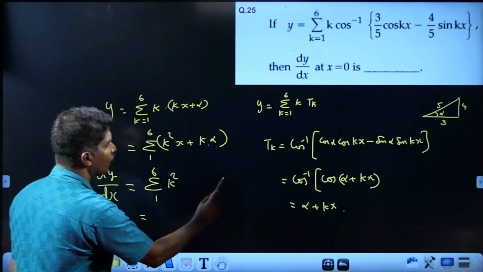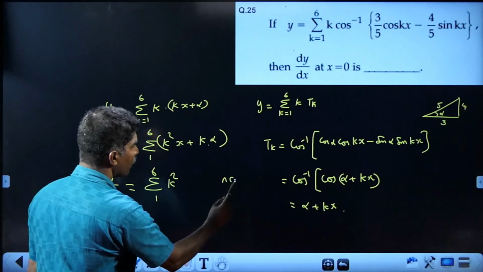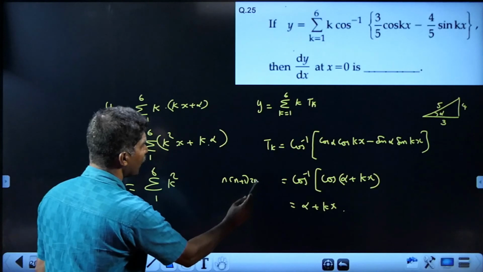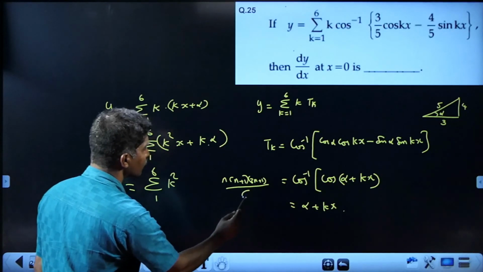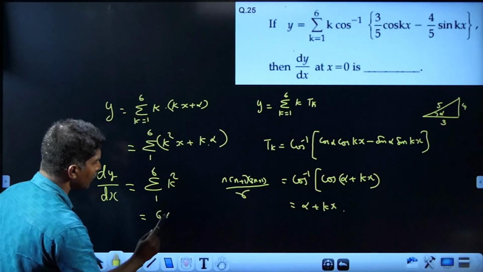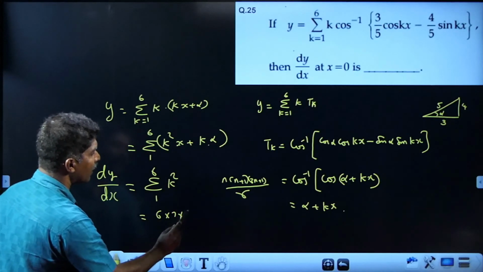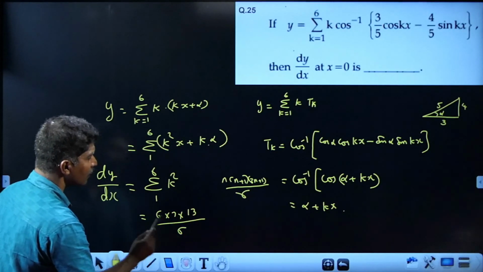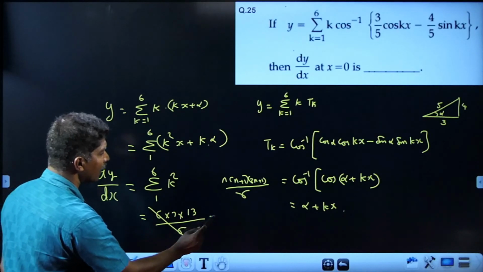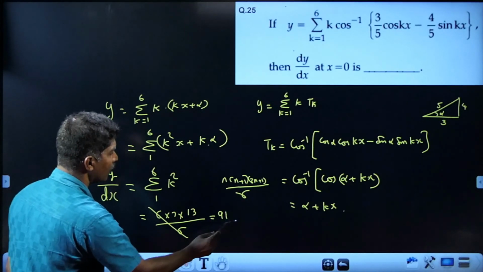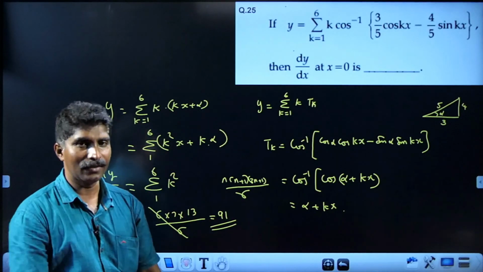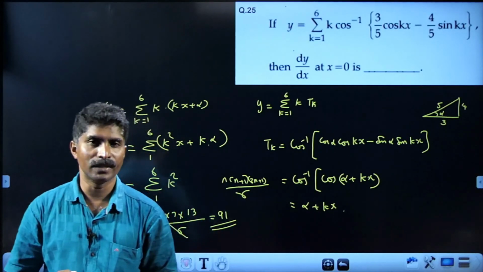Sigma k square, you know the value, is n into n plus 1 into 2n plus 1 divided by 6. That is nothing but 6 into 7 into 13 divided by 6. 6 is cancelled. 7 into 13, that is equal to 91. The answer will be 91. It is of course an easy question.